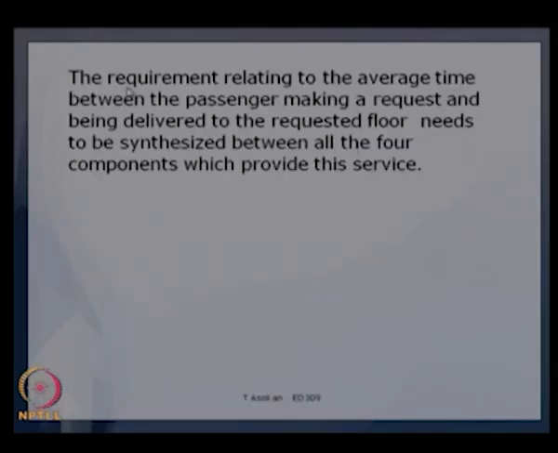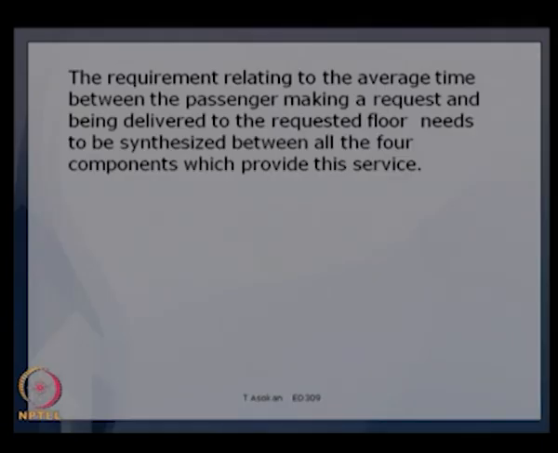The example is the requirement relating to the average time between the passenger making a request and being delivered to the requested floor, which needs to be synthesized between all the 4 components which provide this service. Suppose we have a requirement like this, average time between the passenger making a request and being delivered to the requested floor. This needs to be synthesized between all the 4 components, and each component of this system will have a different way of producing an output, because it is actually a function of the input output interface, the passenger interface.